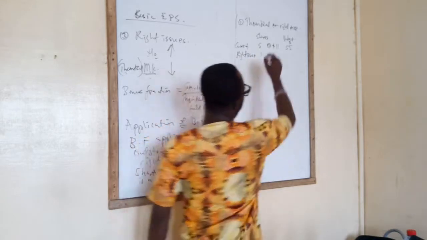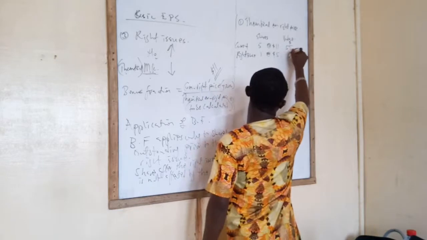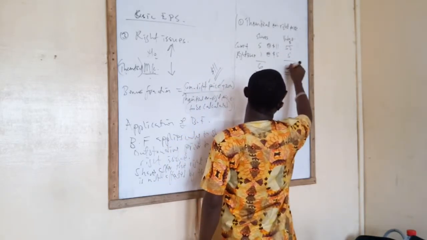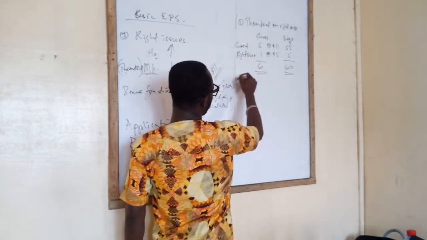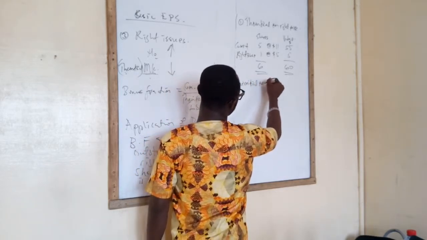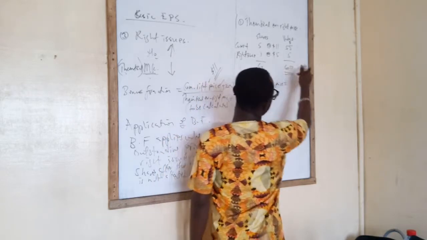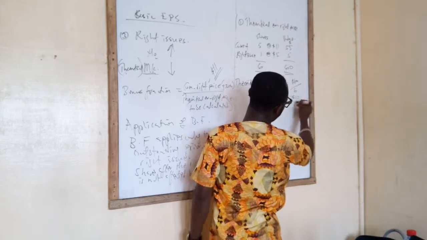But the right issue will give you one new share at what price? $5 per share, and that is also 5. So total, 6 shares. Total, $60. So the theoretical X price, which is also the new market value, will be the $60 over what? 6. And that will give you $10.